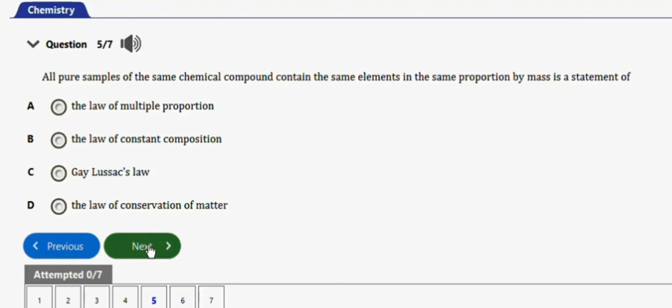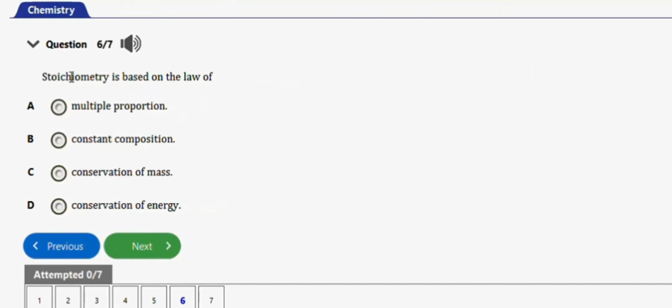The next question will be this one. It says the geometry is based on the law of conservation of mass. Very important, guys. The last question before I end this video will be this one. It says a balanced chemical equation is based on the law of conservation of mass as well, option B.